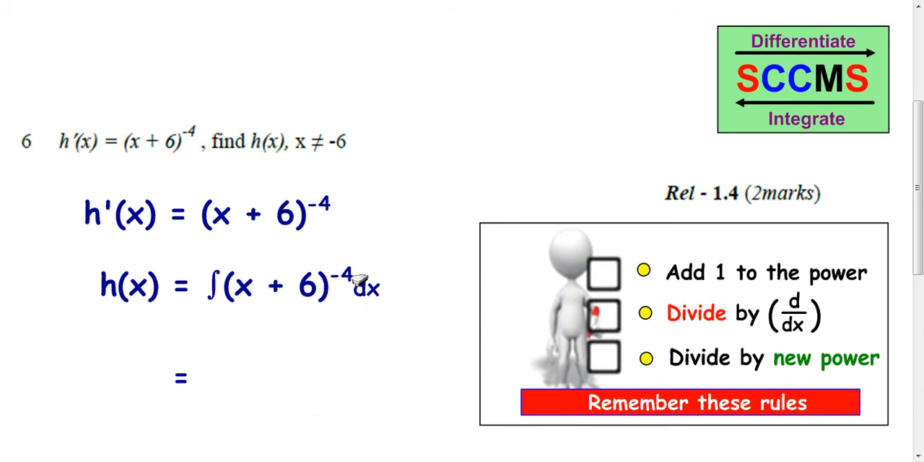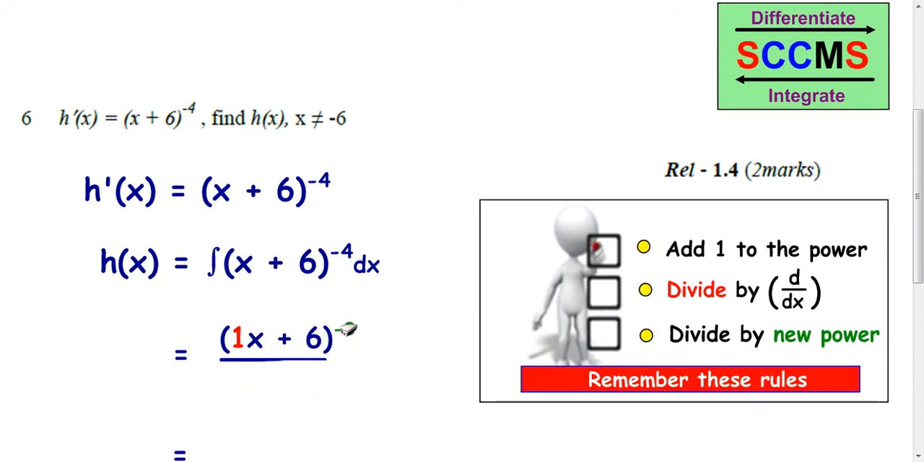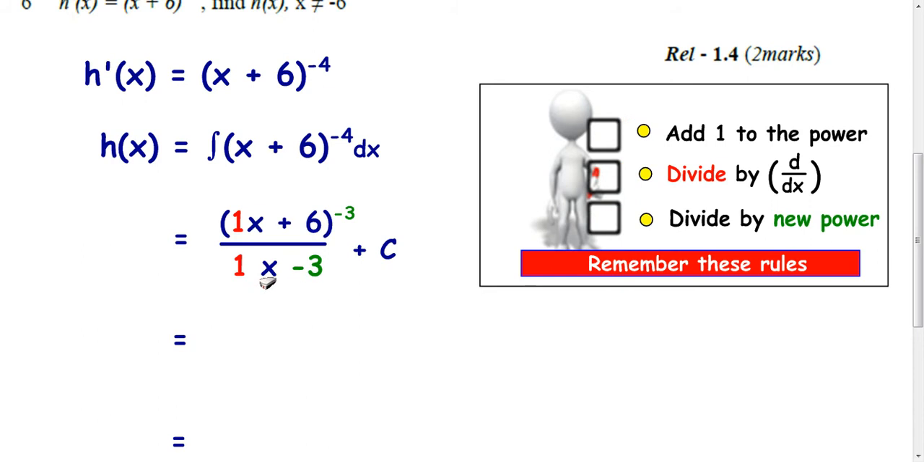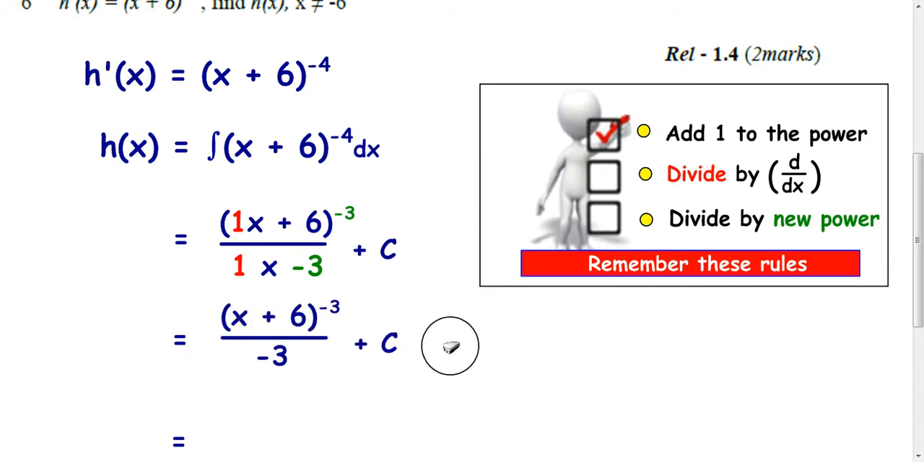Now if you add 1 to negative 4, you get negative 3. So that's basically 1x plus 6 to the minus 3. You divide by the new power, and the derivative of 1x plus 6 is just 1, so it's 1 times minus 3. Don't forget to put your plus c in the end, a constant of integration. That's worth a mark. So simplify the bottom line to minus 3, and you'll get full marks at NAB level.